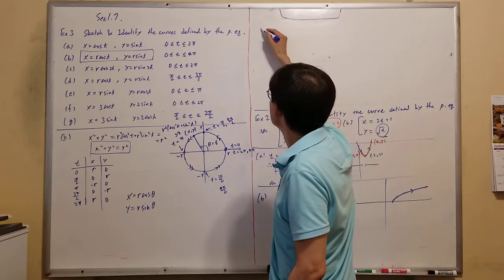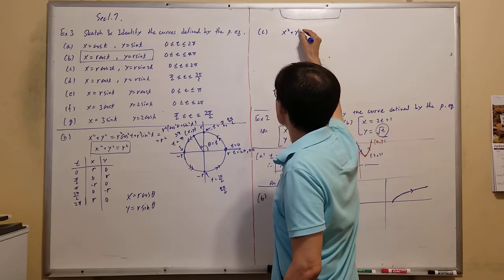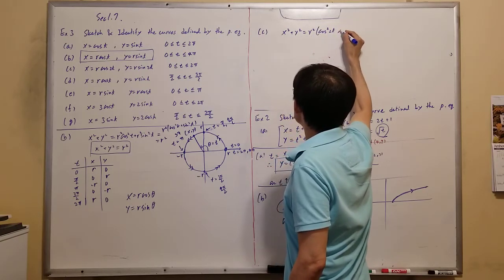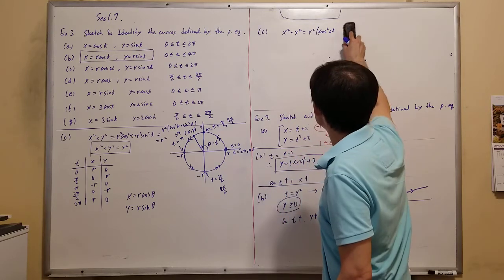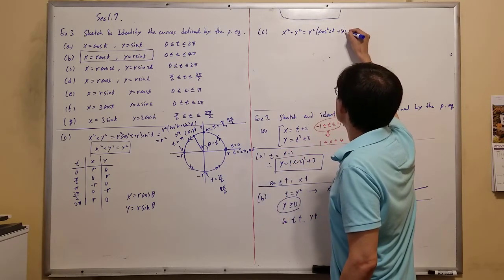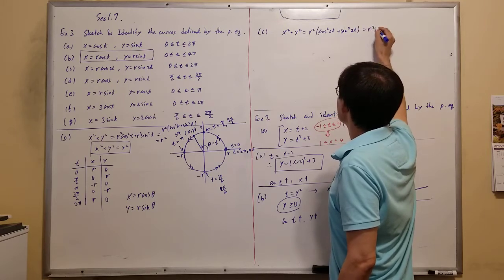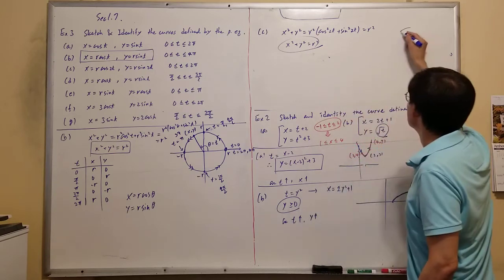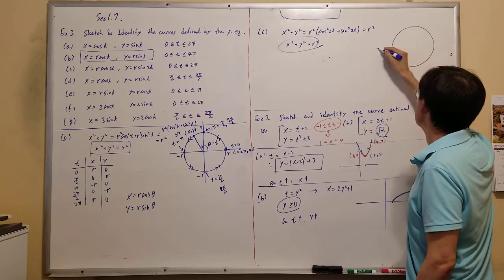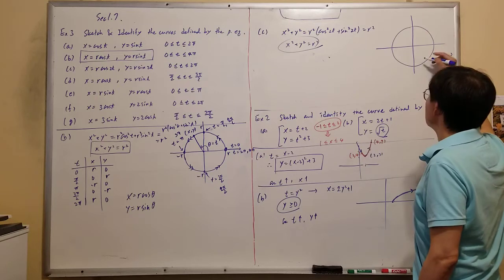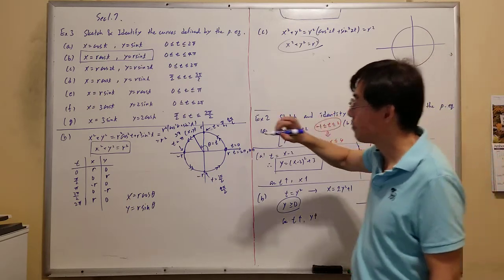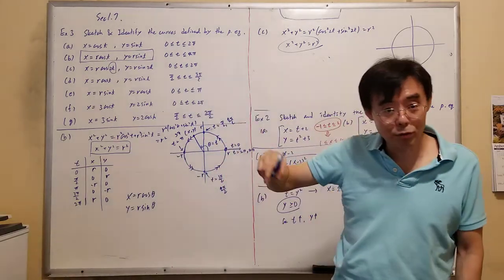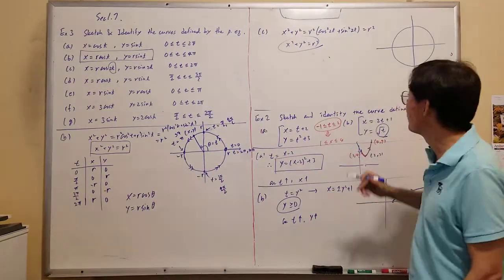Same thing. When you do x squared plus y squared, the r squared cosine squared 2t plus sine squared 2t, in the end, it's just r squared. Again, same circle with radius r. This time, 1 second later, you are sweeping 2 radian, not 1 radian.